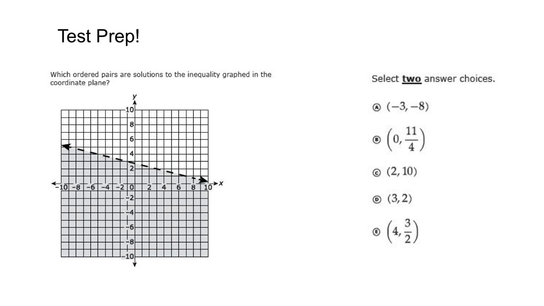So negative 3, negative 8. Remember, you go left to right first. So negative 3, negative 8 is right down here.